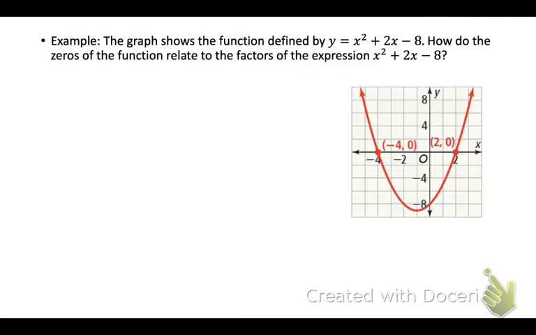Okay, so in this graph, it shows a function defined as y equals x squared plus 2x minus 8. How do the zeros of the function relate to the factors of the expression? Well, the zeros of the function should be the zeros of the factors, yes? Yeah. Okay, so what are the factors of negative 8 that have a difference of 2? 4 and 2. So x plus 4 and x minus 2. And then you set them equal to 0, and I get -4 and 2.